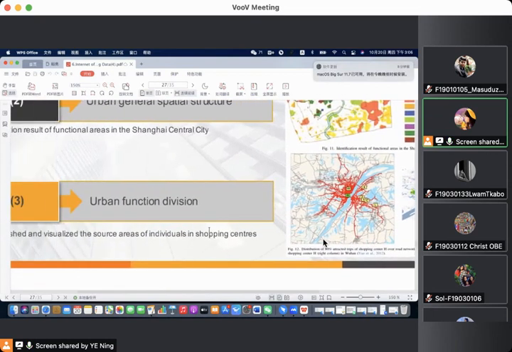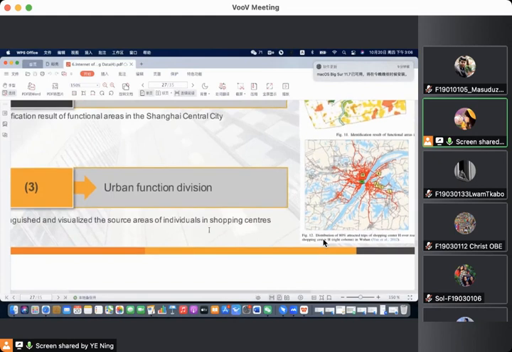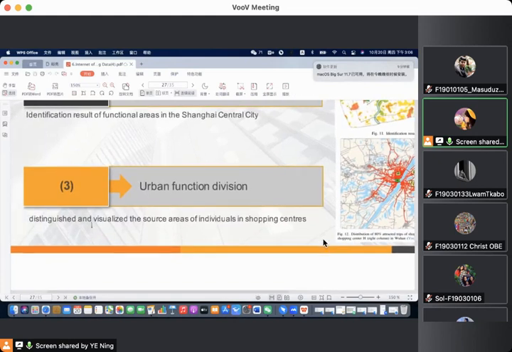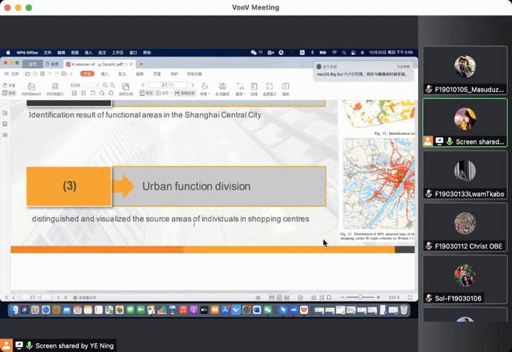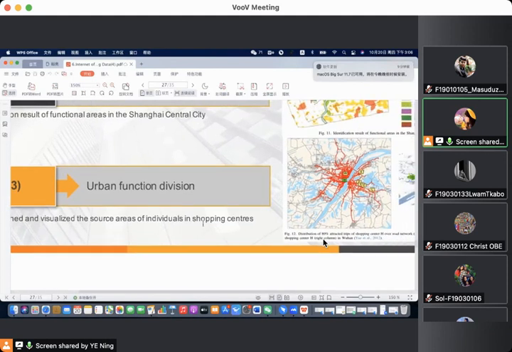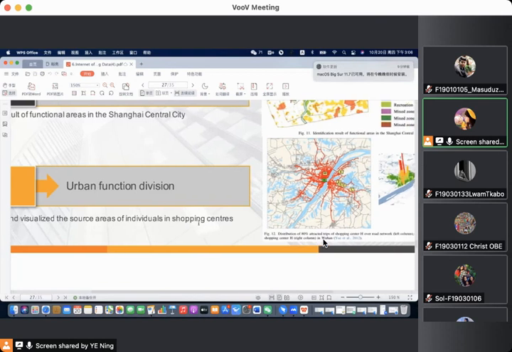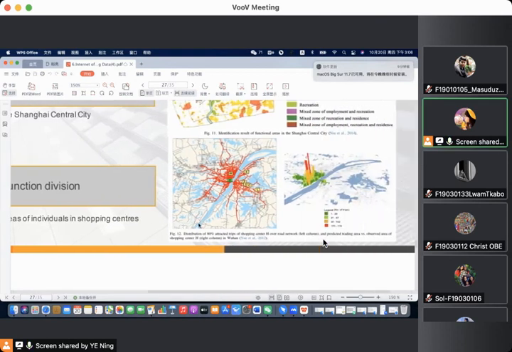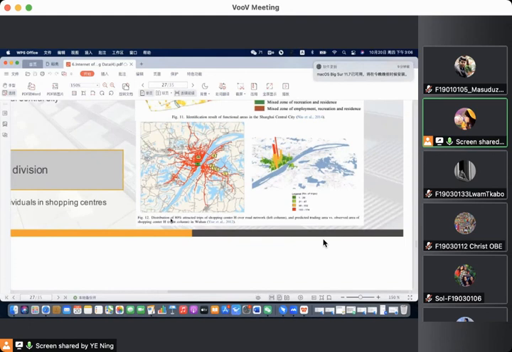Okay, here, look at the third area. It is for the discretized and visualized source areas of individuals in shopping centers. Please look at this, it is for 80% attracted trips. The trips to shopping centers, like in this area, located in the center of the city, right here, in the rush hour.